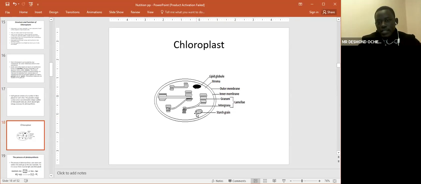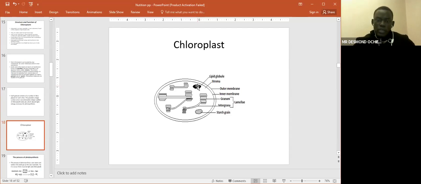And then we have the starch grain. Then, as you can see, the space here is called the stroma. And then you can see we also have some lipid globule here, a lipid droplet, and the starch grain here. So we have the starch grain and the lipid droplet or lipid globule.